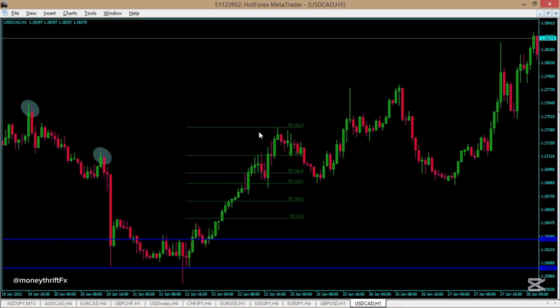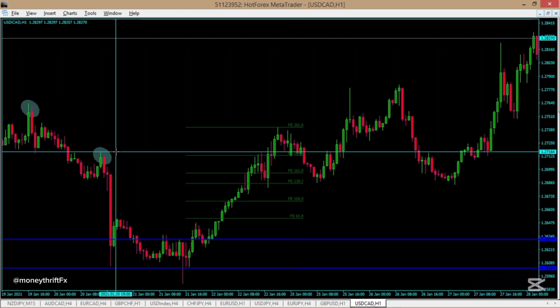Some do, but it's rare. Some go up to 400 or something, that's 4 times the initial move. So 261 means it goes to 2.6 times this move up. I'm not seeing this resistance here, so what I will think about is, where is the Fibonacci extension level that is just before it?